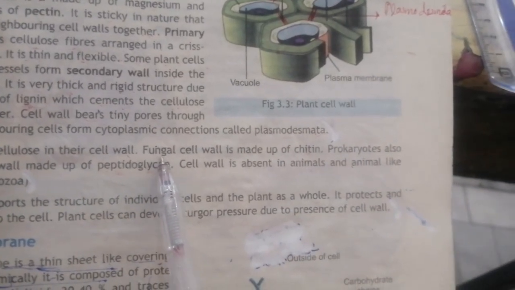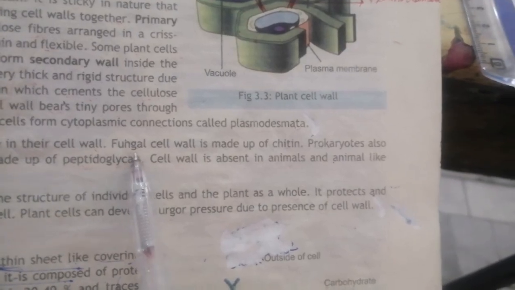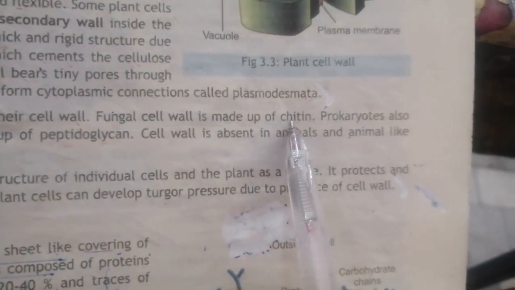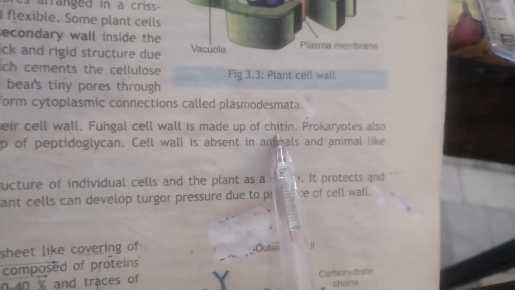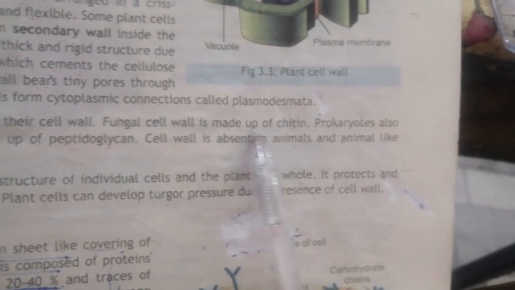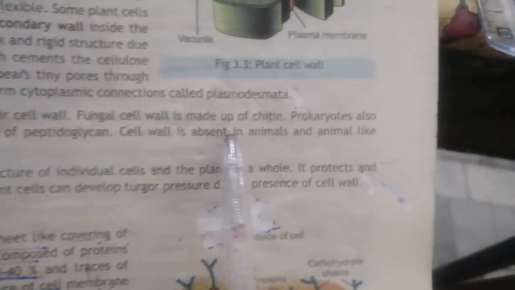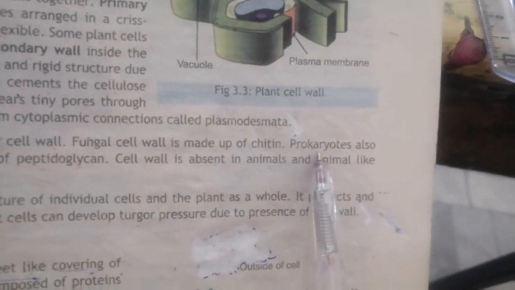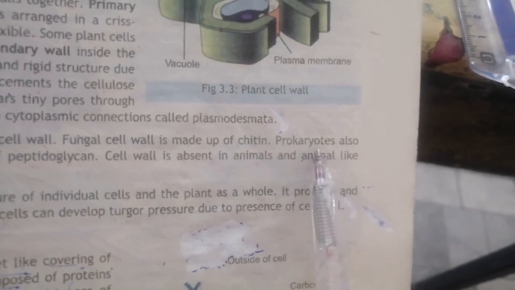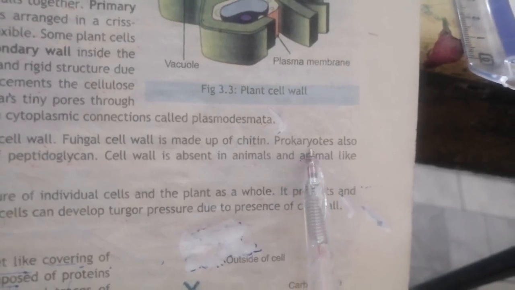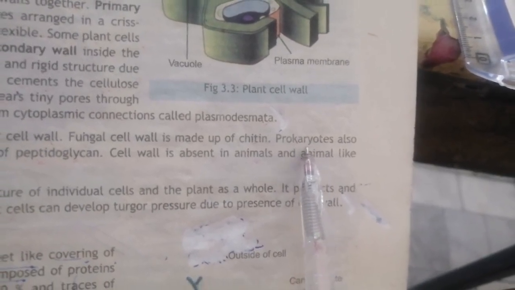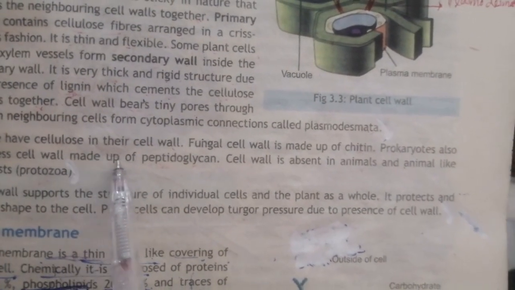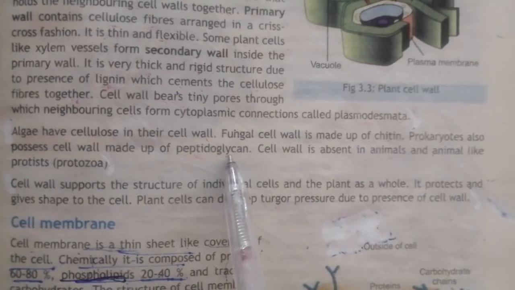Another organism is fungi. Their cell wall is made up of chitin. The cell wall in fungi is made up of a chemical called chitin. Here is the chemical cellulose, and now another chemical is called chitin. The third organisms are prokaryotes, which, as you know, do not have a proper nucleus. So they lack a proper nucleus. They also possess a cell wall made up of peptidoglycan.